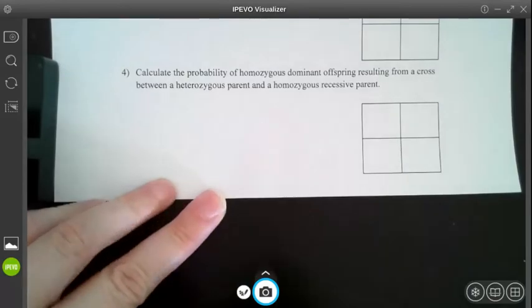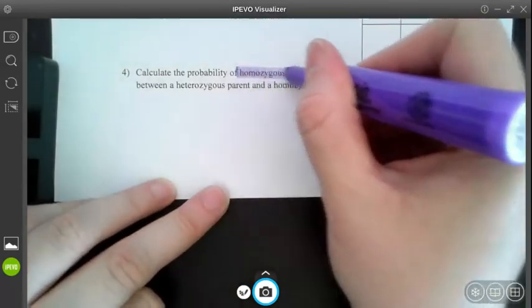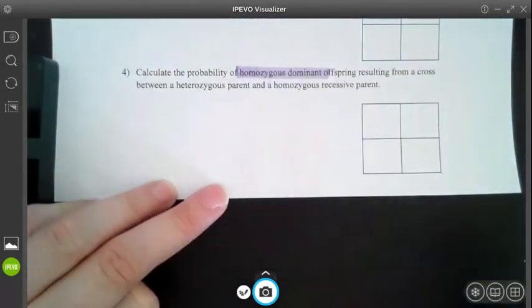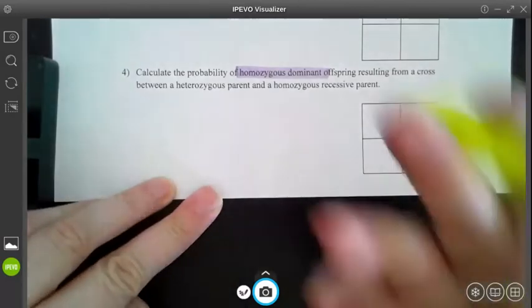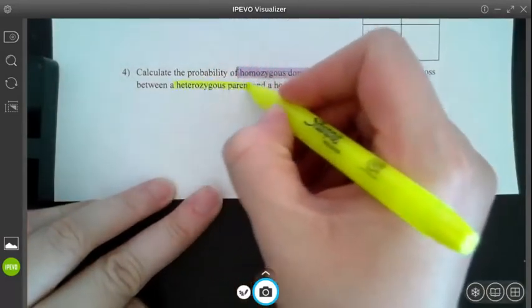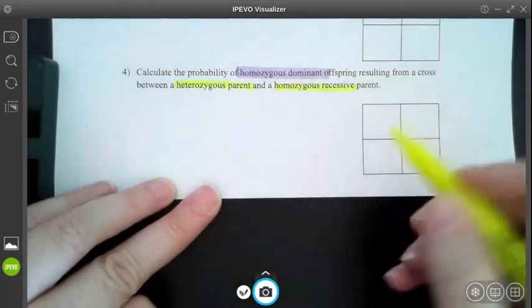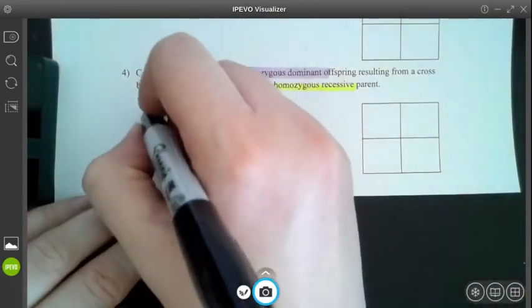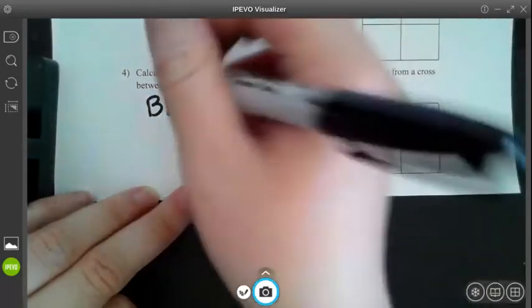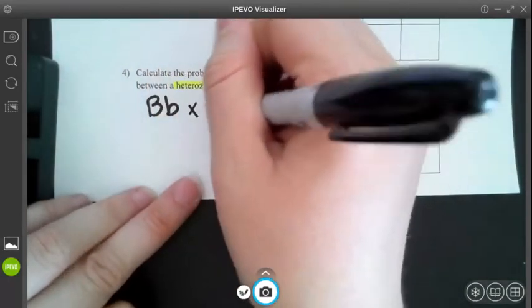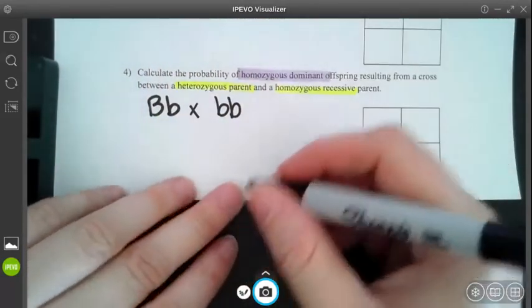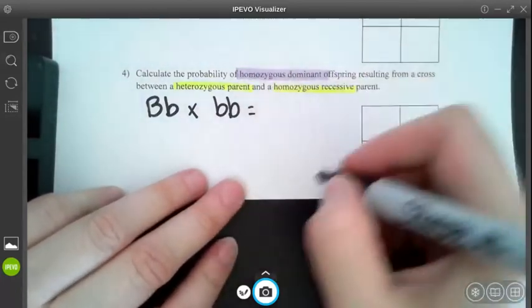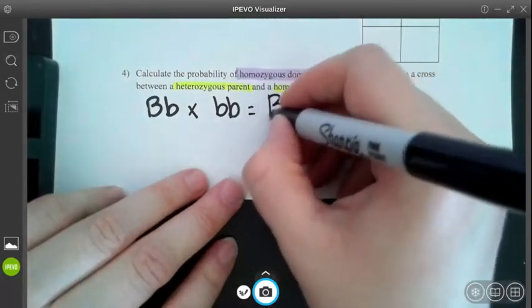Calculate the probability of a homozygous dominant offspring resulting from a cross between a heterozygous parent and a homorecessive parent. So again, my offspring and then my two parents, heterozygous and homozygous recessive. Hetero means different, so big B, little b times homorecessive. Homo means same, recessive is always 2 little letters. And then I want to get a homozygous dominant.